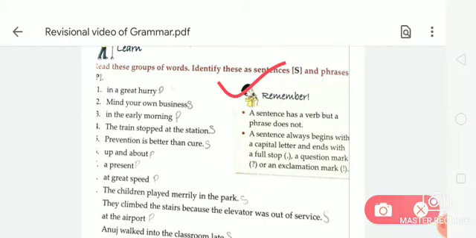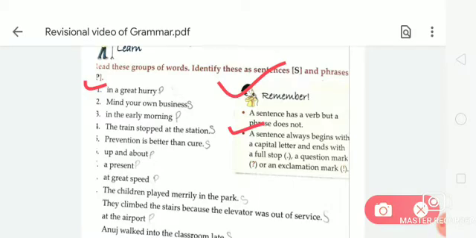You must check: a sentence has a verb but a phrase does not. Students, it's more information, another difference between sentence and phrase. A sentence always begins with a capital letter and ends with a full stop, question mark or exclamation mark, but a phrase doesn't end with a full stop, question mark or exclamation mark.